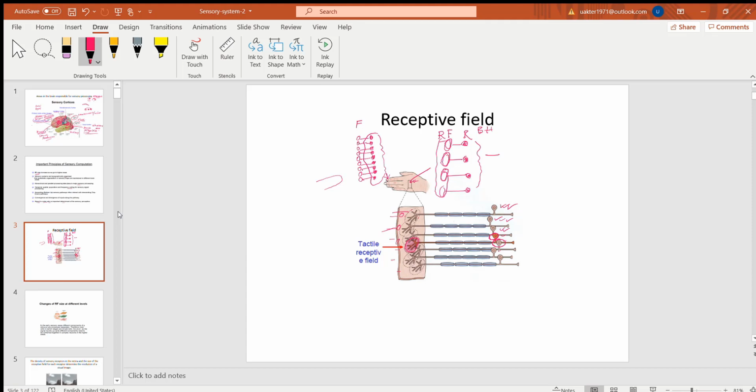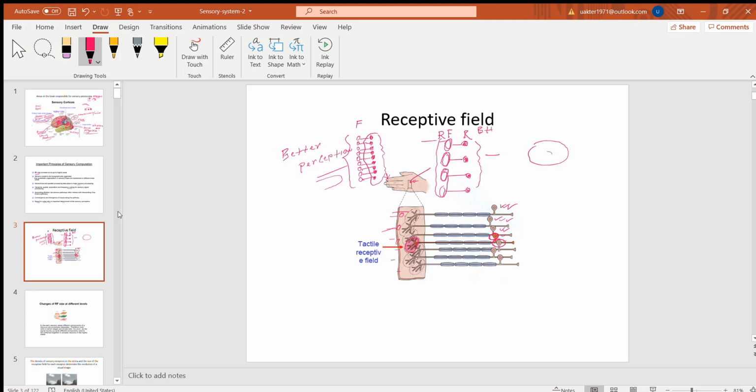Make sense? Now, different areas have different amounts or density of receptors, and where the density is more, the size of the receptive field is smaller, and where the size of the receptive field is smaller, the perception is better. Okay, better perception. Okay, then this one. Now let me give you another example. You know that in the retina of your eye you have the photoreceptors.